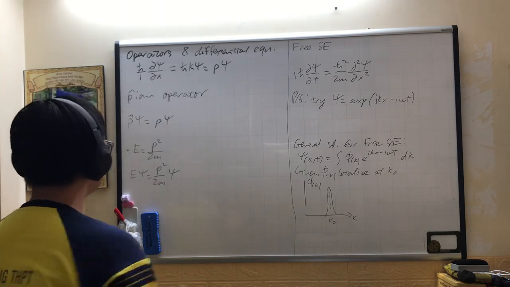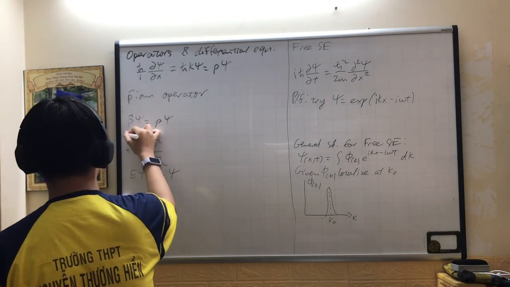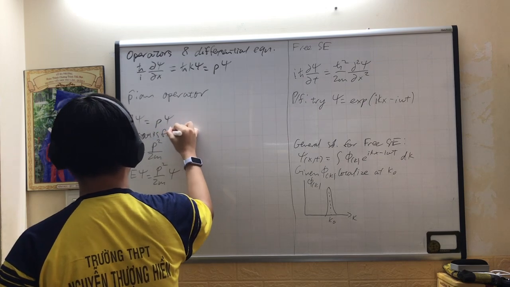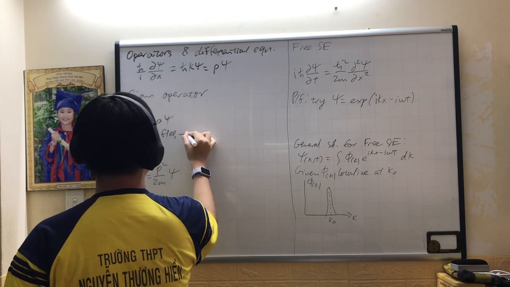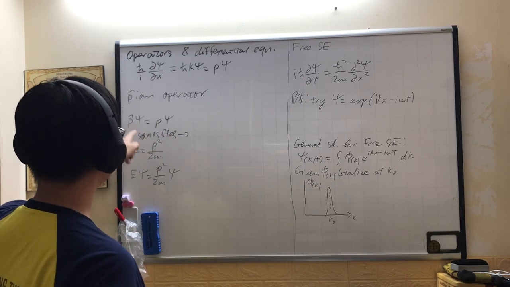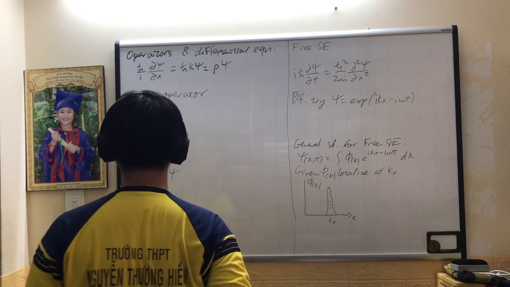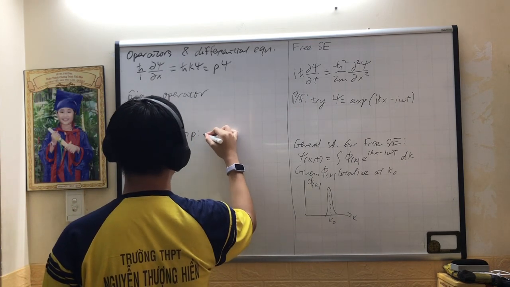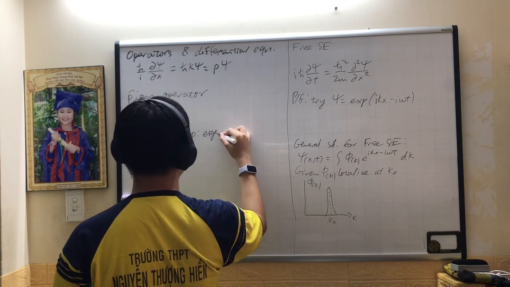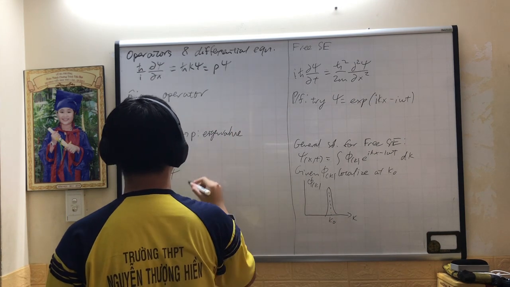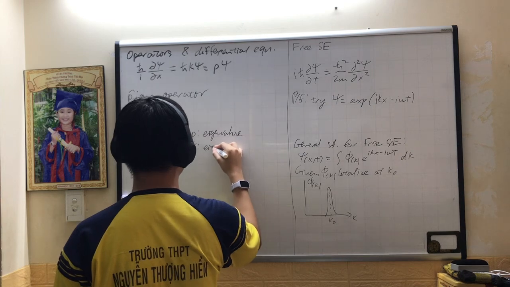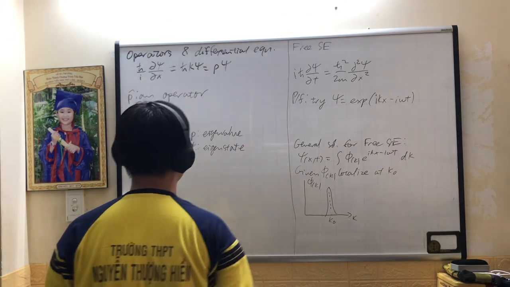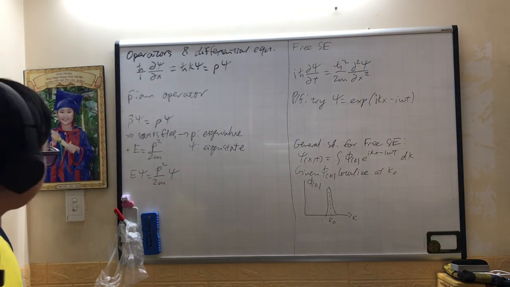So when this is satisfied, this would lead to p being the eigenvalue of the function. p would be the eigenvalue, and psi would be the eigenfunction or eigenstate, as we say in quantum mechanics.